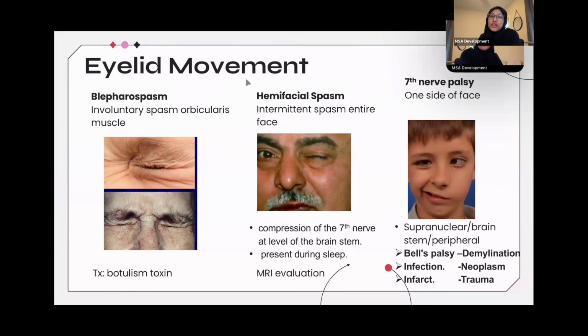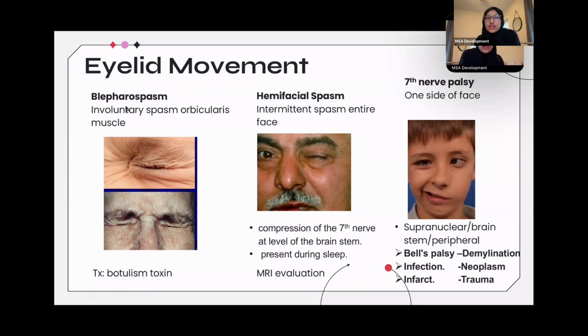So, what about movement? We talked about eyelid position, malposition. Movement can be due to spasm. Blepharospasm is an involuntary spasm of the muscle around the eye, so the orbicularis muscle, all of it. You can treat that with botulinum toxin, Botox, which will cause relaxation of that muscle and it will open up the eye.